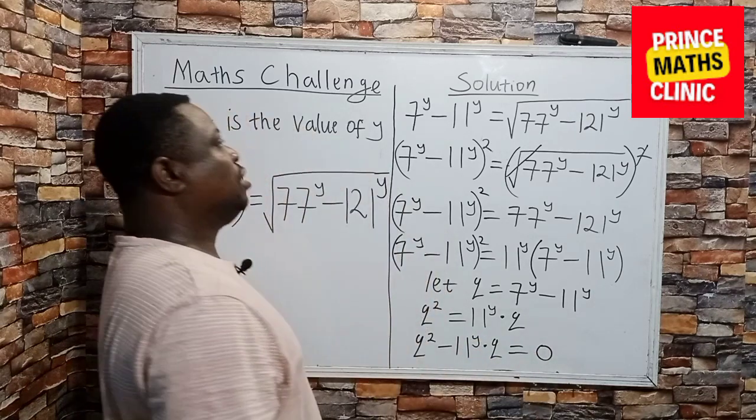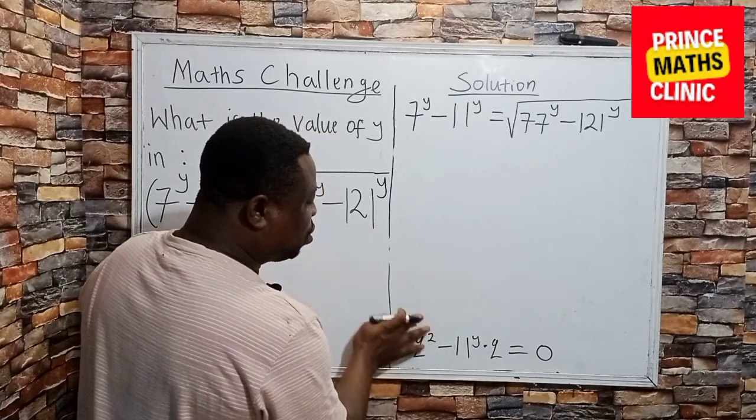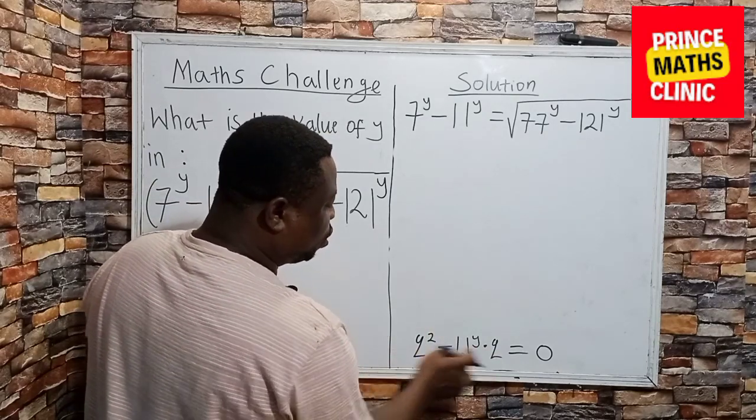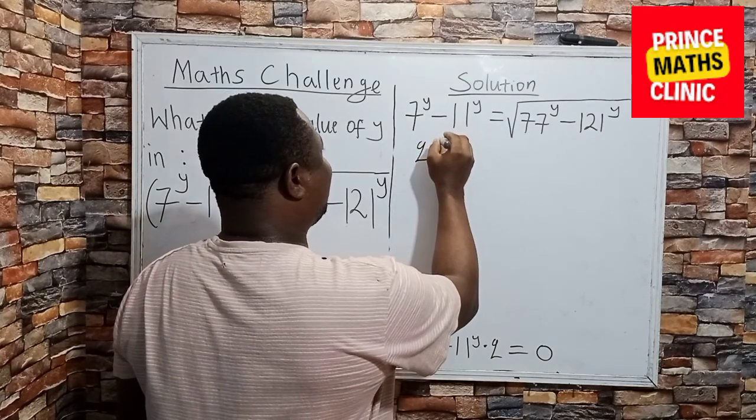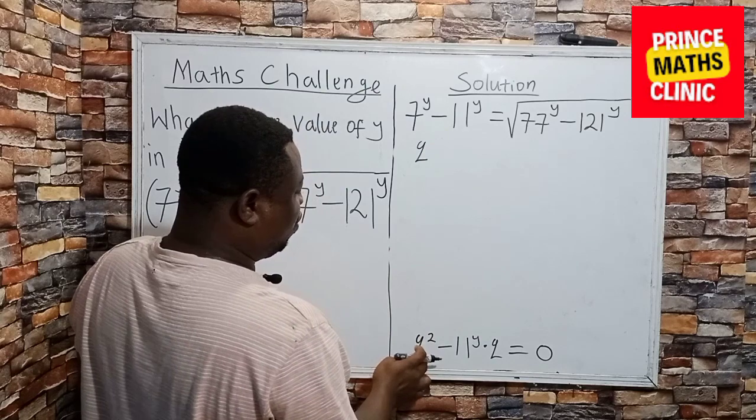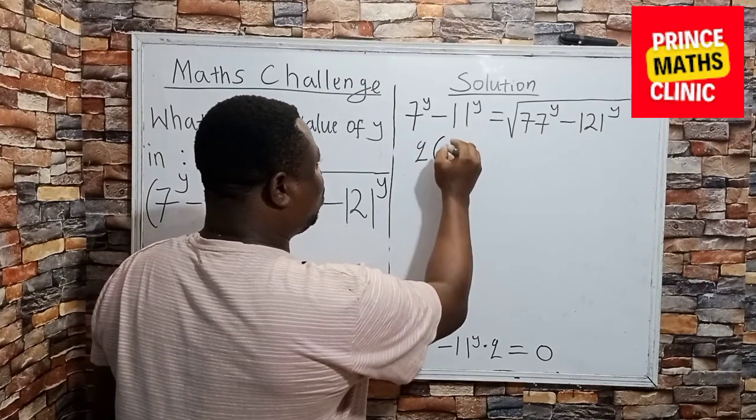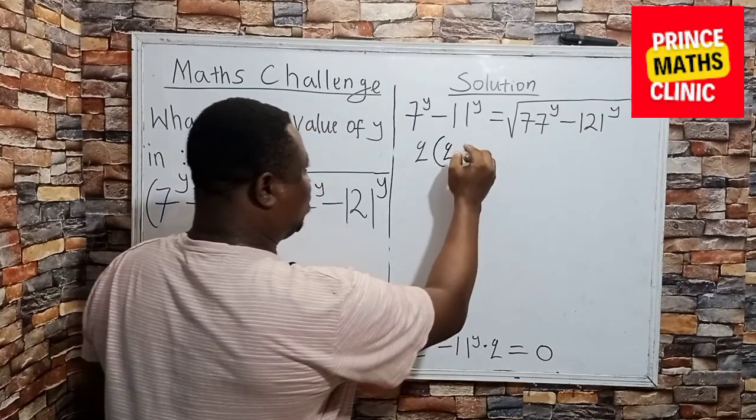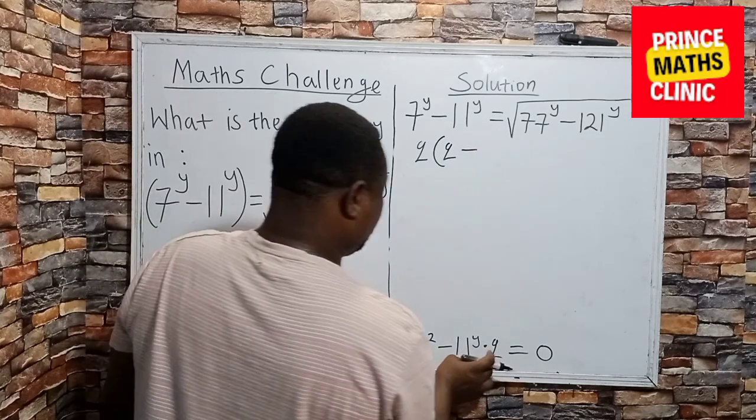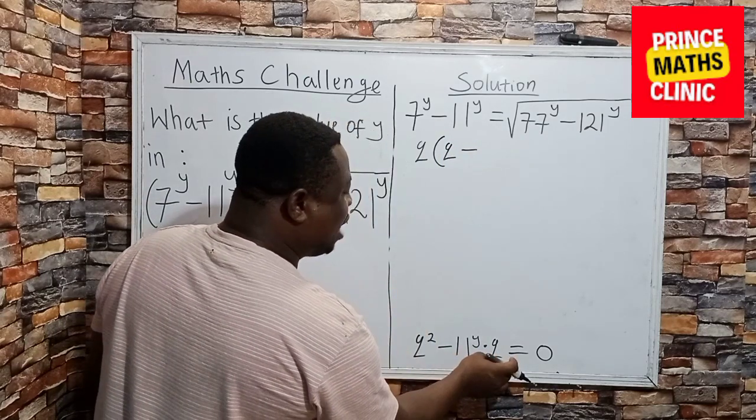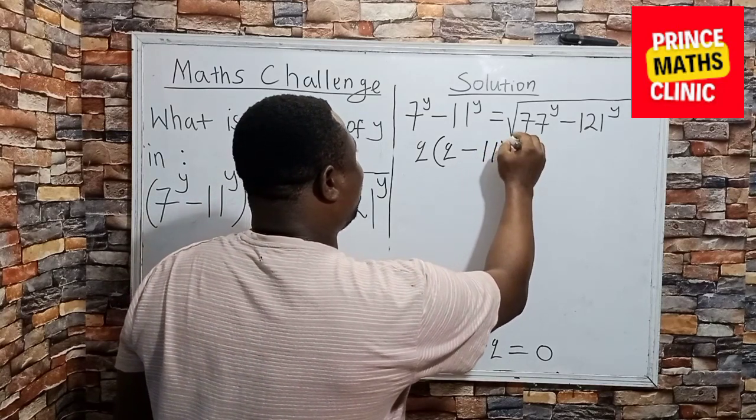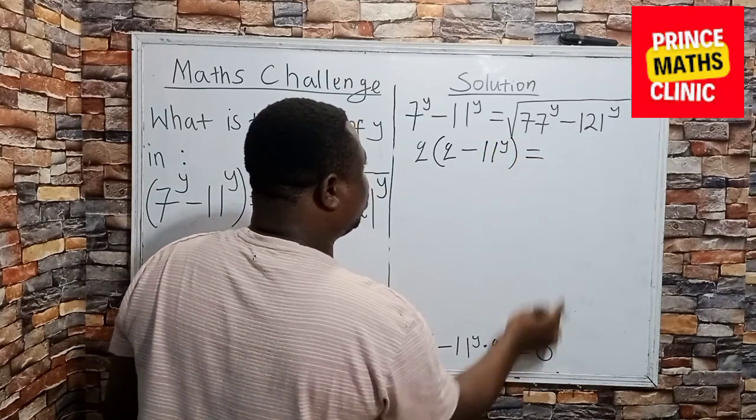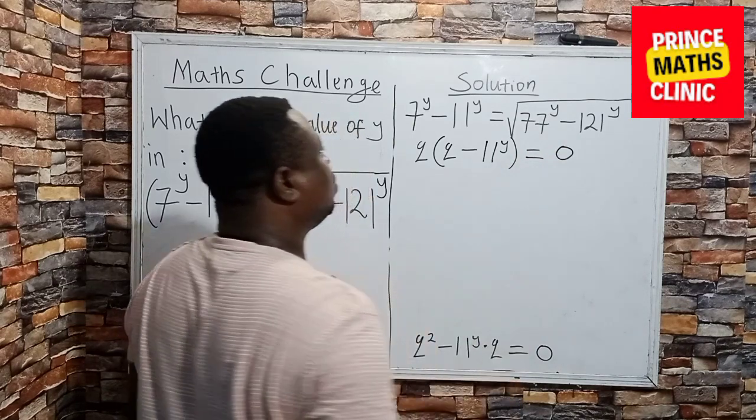If I move this here, this becomes q squared minus 11 to the power of y times q equals 0. I'm going to factor out q from here because q is common. The q squared divided by q, I have q left. Then minus 11 to the power of y times q divided by q, I will have 11 to the power of y, all equal to 0.